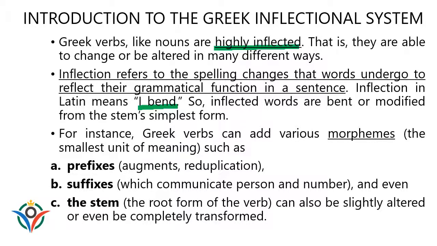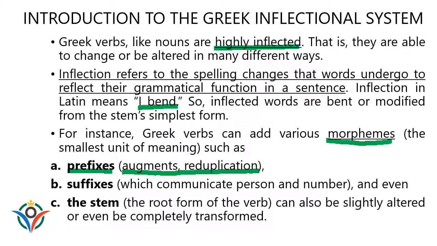But Greek verbs can be bent or modified in even more ways. So have a look there. It says, for instance, Greek verbs can add morphemes. Morphemes are the smallest units of meaning. So such as, we can also add prefixes. Prefixes are letters that we can add to the front of the stem. And in Greek, we get augments and reduplication. And we'll learn about this at a later stage.